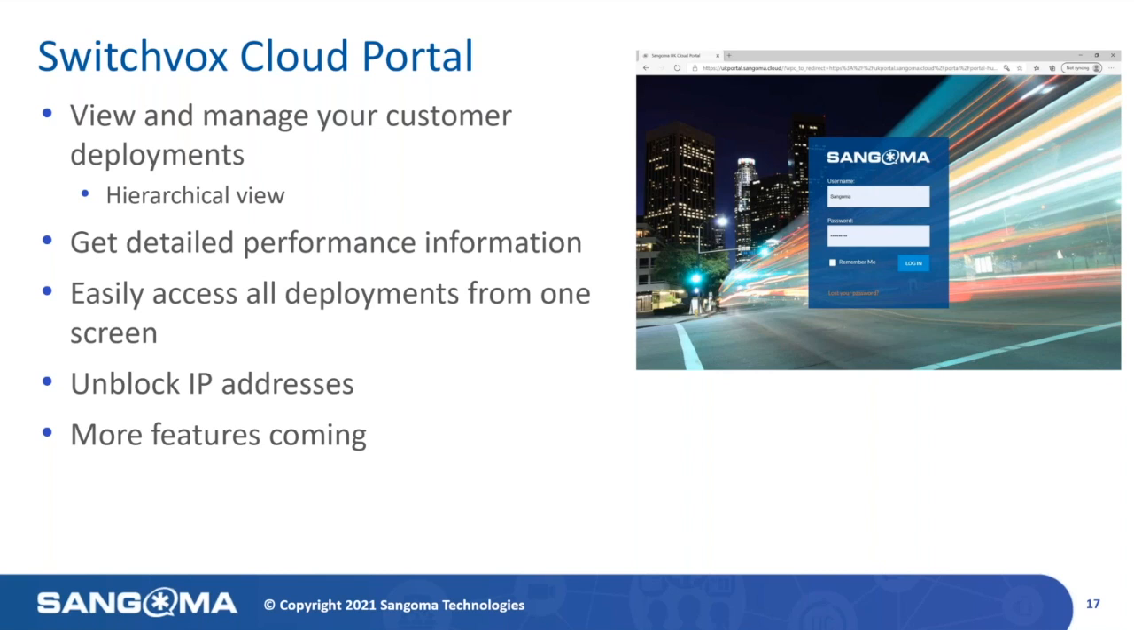And you get a whole bunch of information, right? You get detailed performance information. You get to see all deployments and a health banner on those deployments on one screen. You can unblock IP addresses if you happen to lock yourself out of the web UI. And we're adding features all the time. We have a big roadmap around our portal to make automation and management much easier.